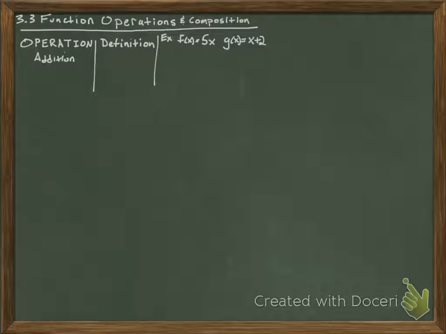That is going to be defined as a new function h of x created by adding two existing functions, let's call it f of x plus g of x. Now this actually could be one of the nicest or easiest ones to do, because essentially all you have to do is add like terms here.